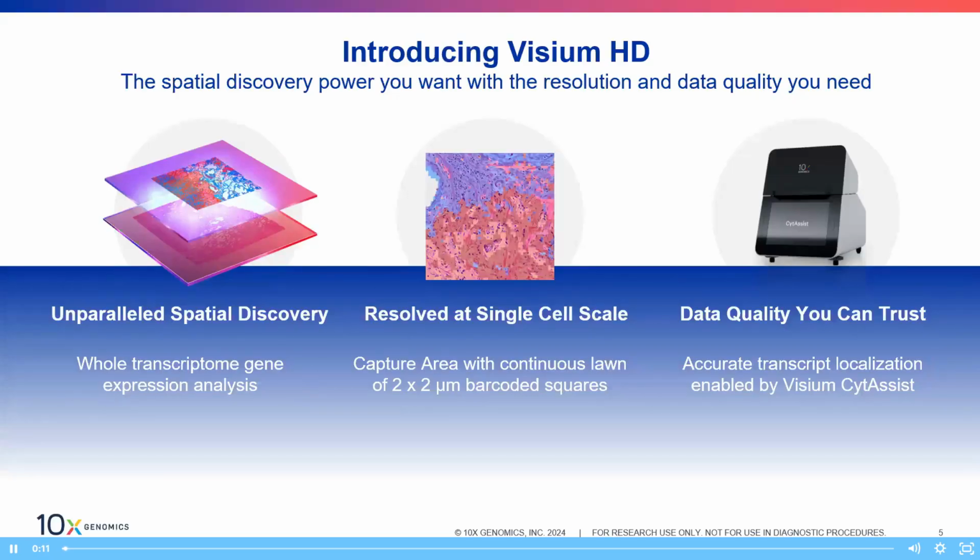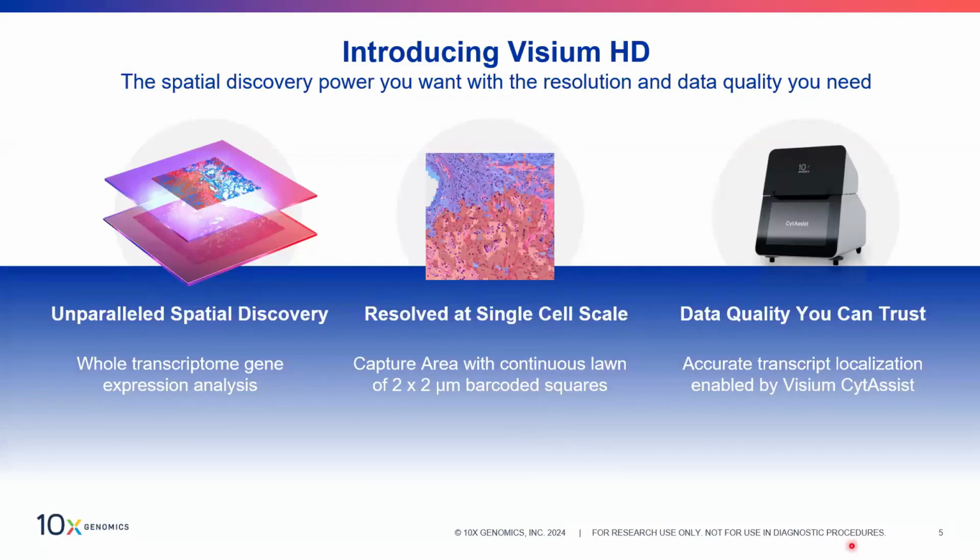For those of you familiar with the Visium assay, this platform enables you to perform whole transcript analysis with a spatial context. So basically, we are looking at gene expression in its natural location within a tissue. Visium HD does exactly that, but with a much improved spatial resolution. This new technology allows you to explore gene expression at a single cell scale, basically. The new slide design contains capture areas with a continuous lawn of 2 by 2 micrometer barcoded squares, and that allows for this improved resolution.